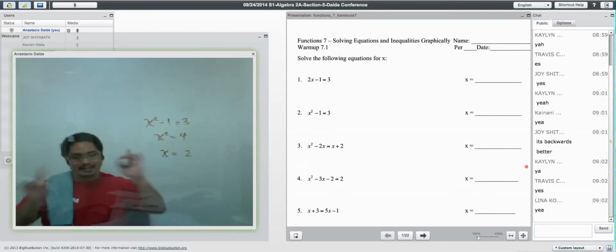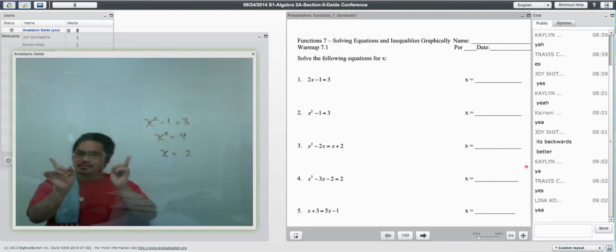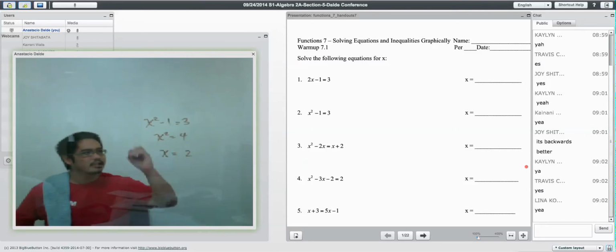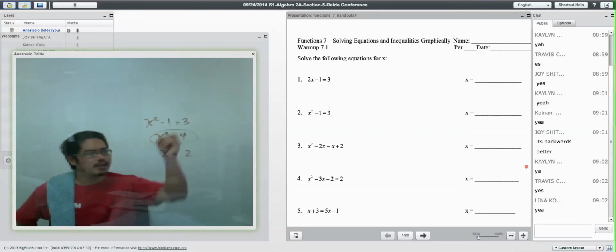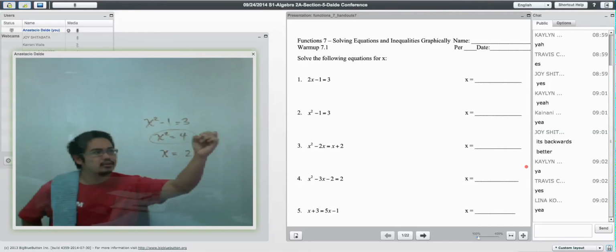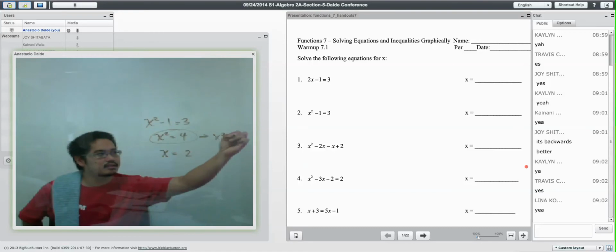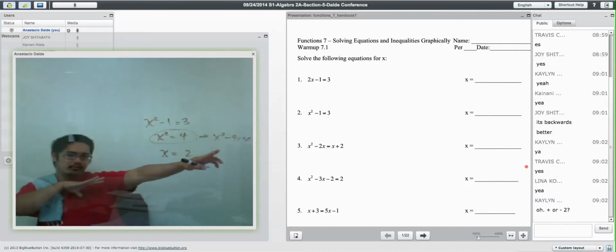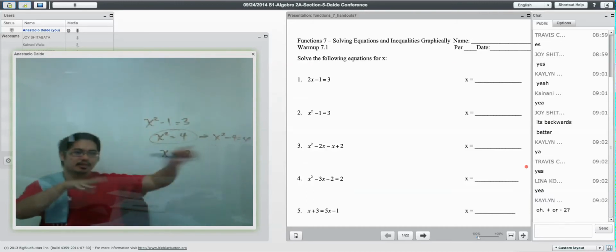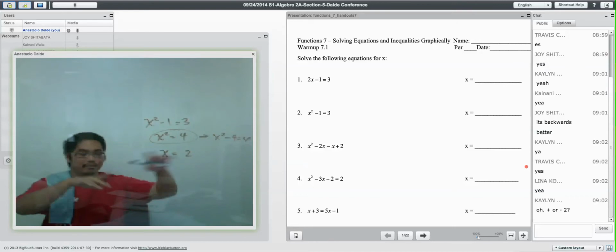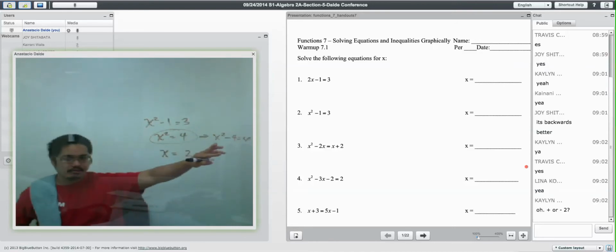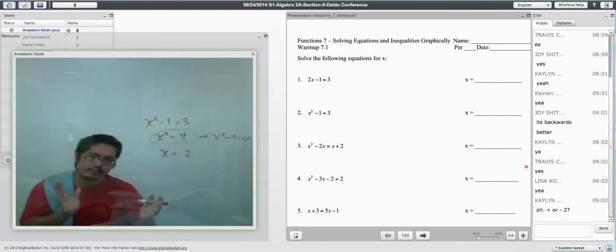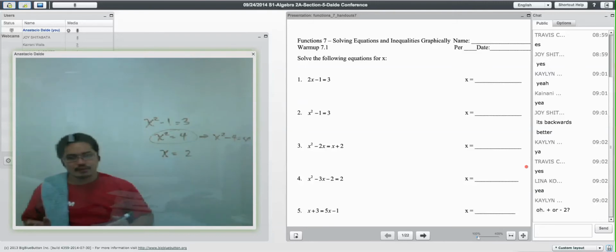Because think about it. Let's look at this problem real quick. Let me just take this part right here. X squared equals 4. I'm going to write that as x squared minus 4 equals 0. Isn't that the graph of a parabola? There we go. Kaylin's got the idea. But look at this. Isn't this the graph of a parabola? Just drop down 4. That's what the minus 4 does, right?